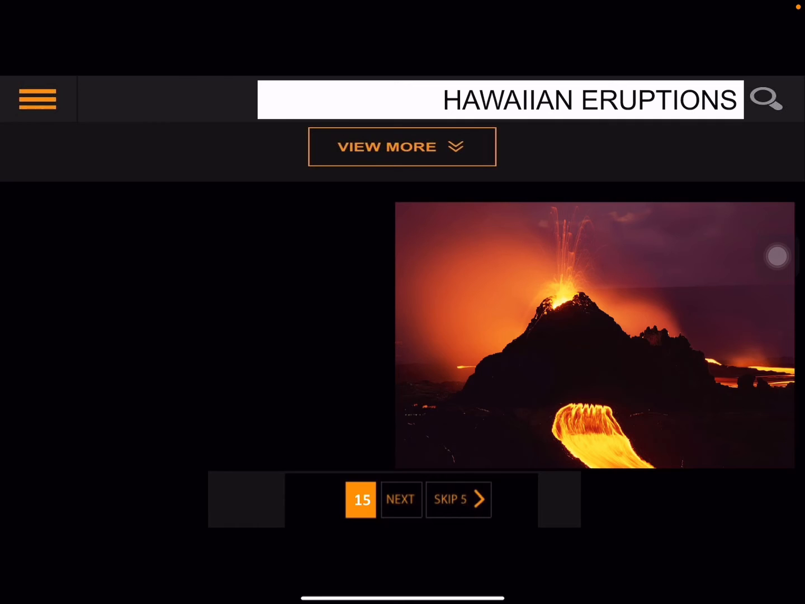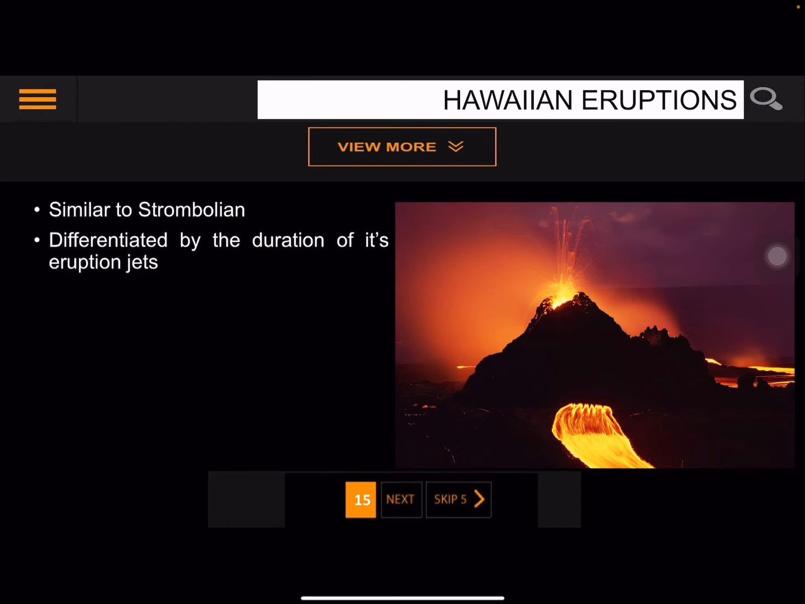Hawaiian eruptions. Similar to Strombolian eruptions, fluid basaltic lava is thrown into the air from a vent or vents at the summit or flank of a volcano in Hawaiian eruptions. These form shield volcanoes which are quite large and have gentle slopes. What differentiates the two is that the Hawaiian eruption jets can last for several hours or even days in what is often called fire fountaining.